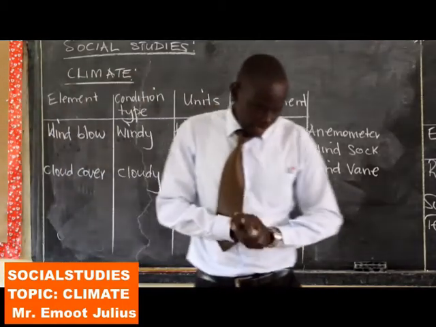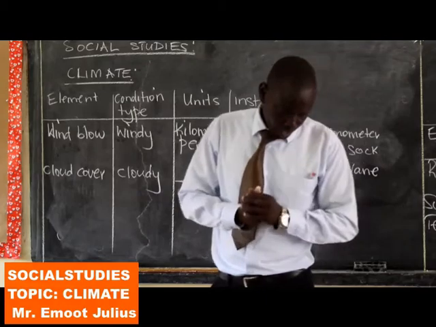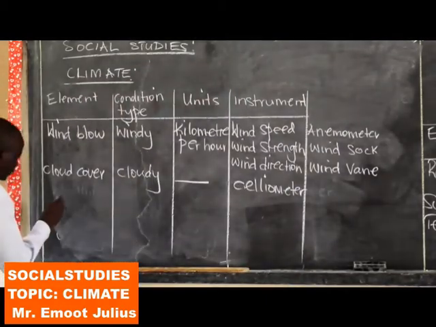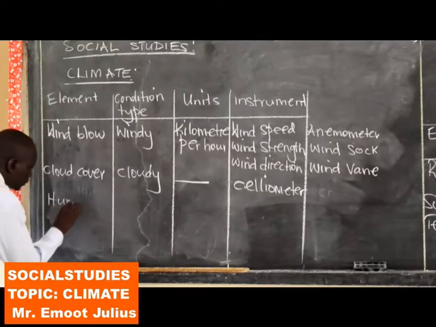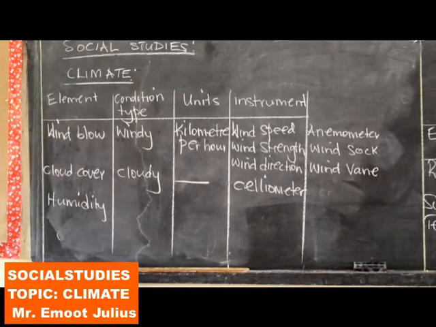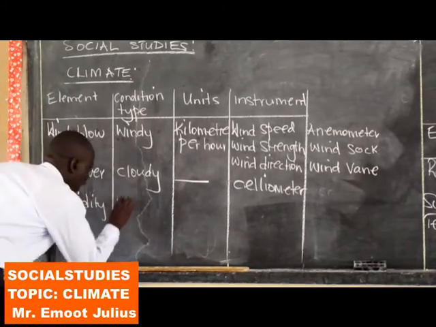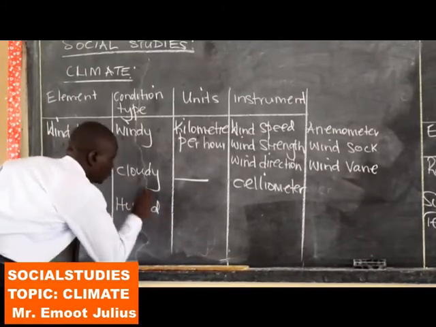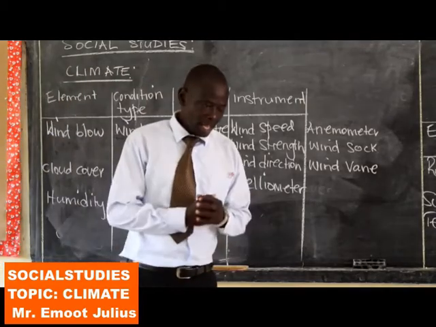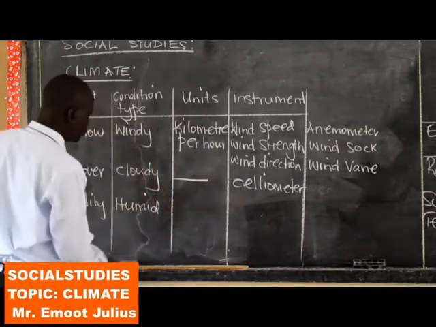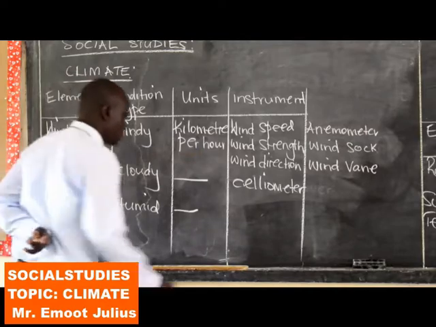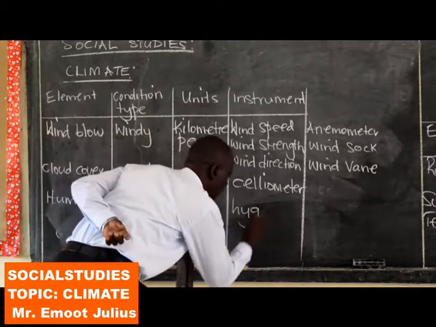We are going to look at another element. So let's look at humidity. And from humidity, we get humid as a type. We don't have specific units, but we have a weather instrument, and that is the hygrometer.